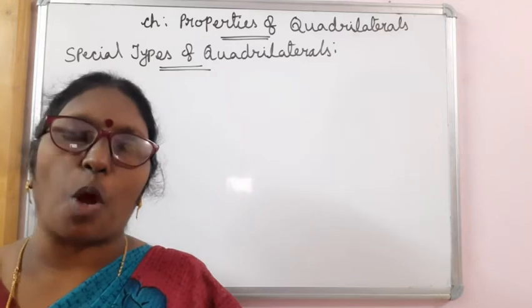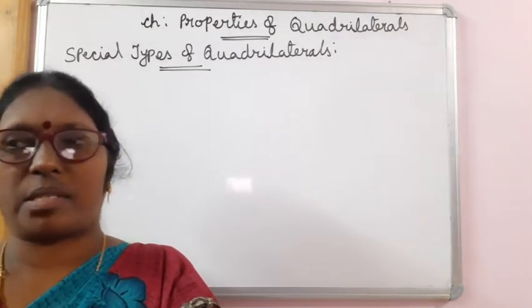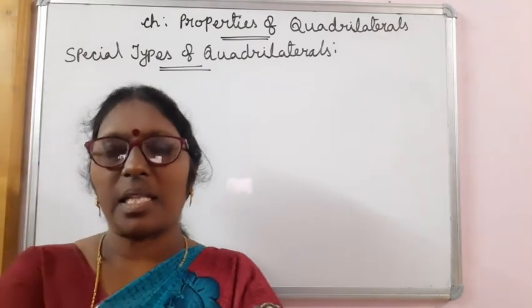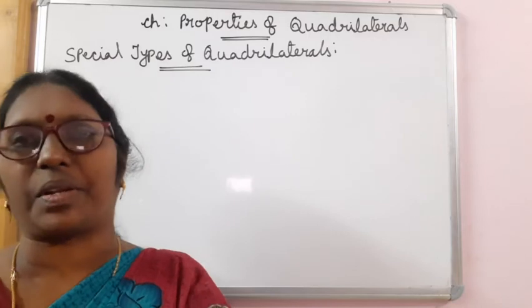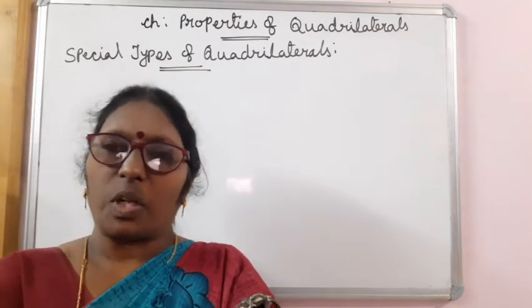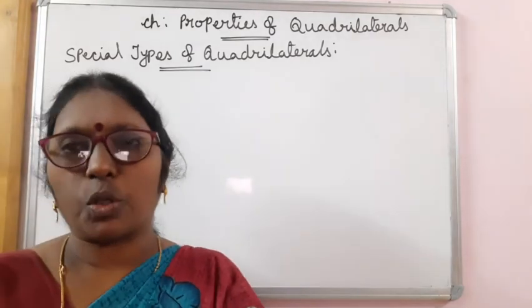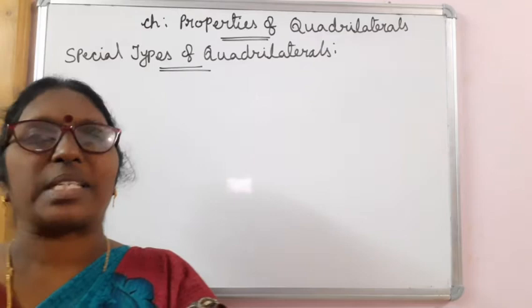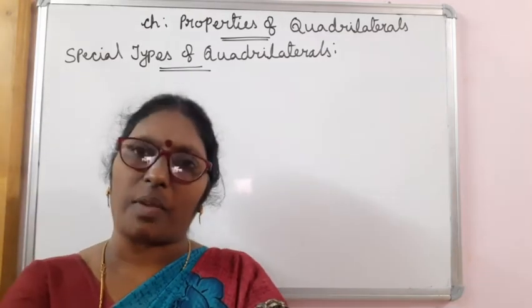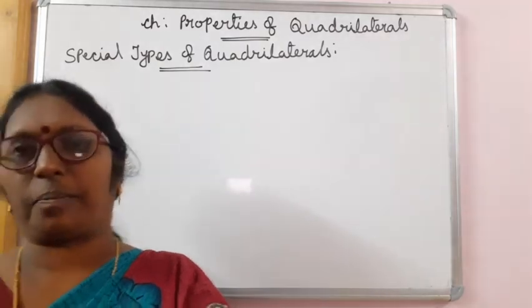Already you have learned properties of quadrilaterals. What are quadrilaterals? What is the angle sum property? That is, what is the sum of four angles of a quadrilateral? What is the sum of exterior angles of a quadrilateral? And how to find the sum of angles of a polygon? Sum of exterior angles of a polygon already you have learned. And basing on that, a few sums also you have learned.